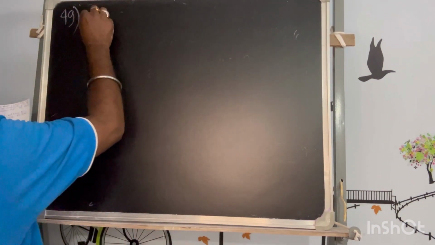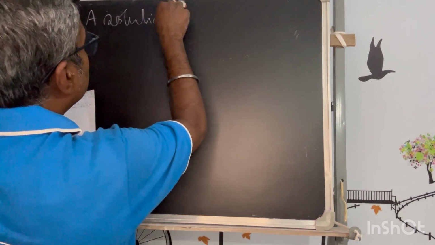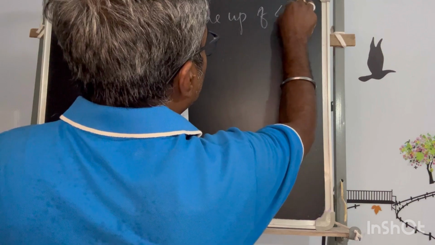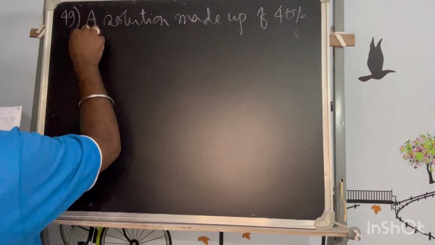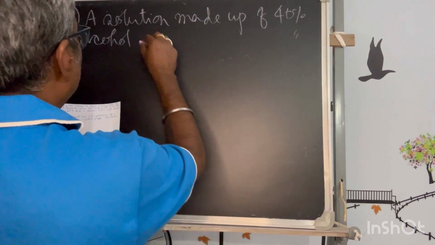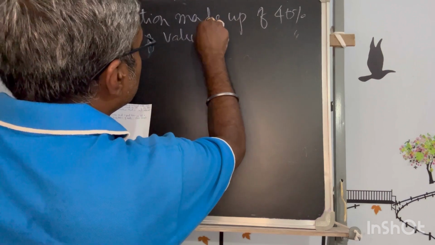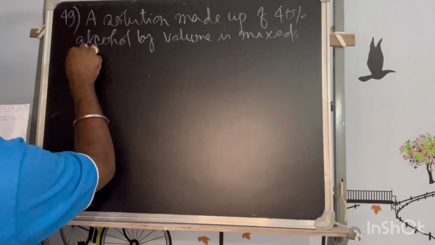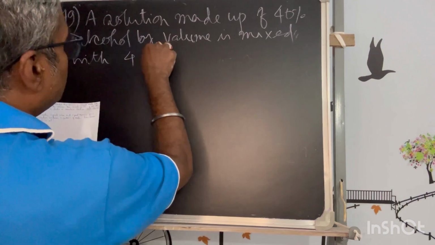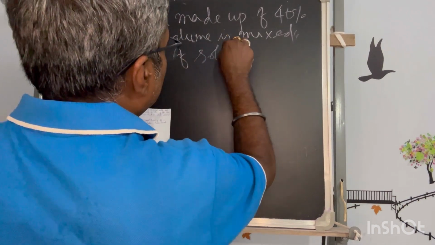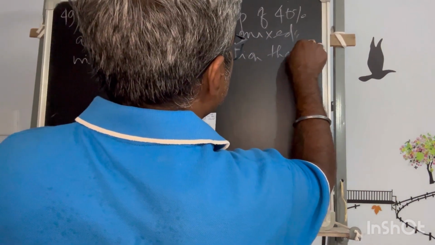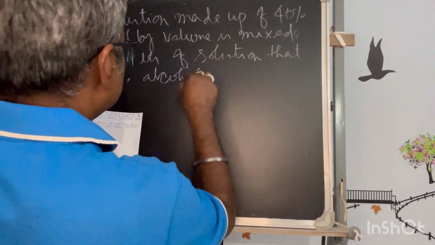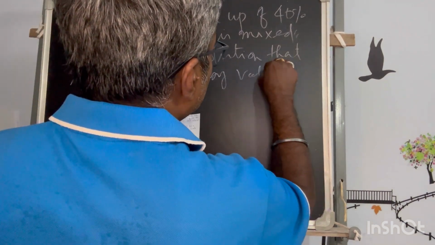49. A solution made up of 40% alcohol by volume is mixed with 4 liters of solution that is 10% alcohol by volume.